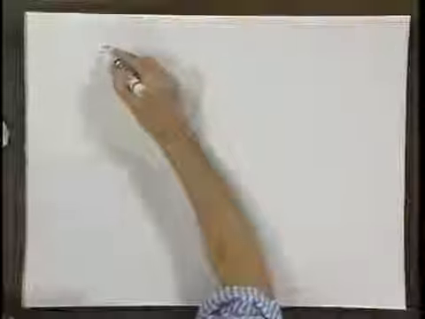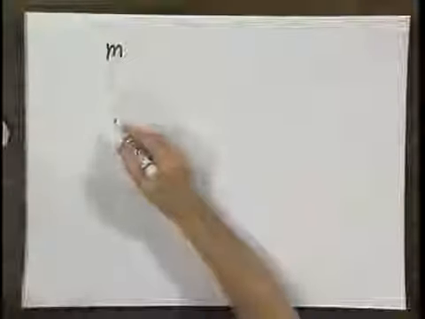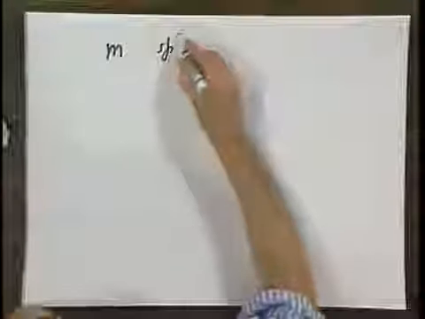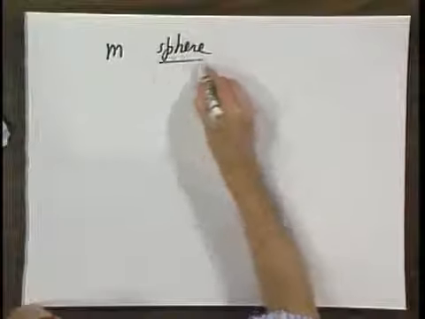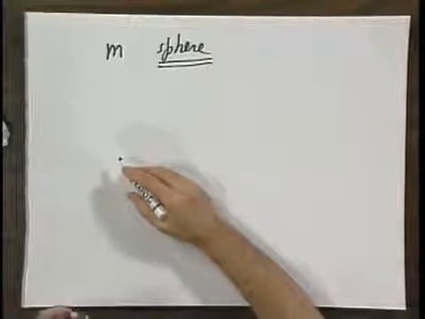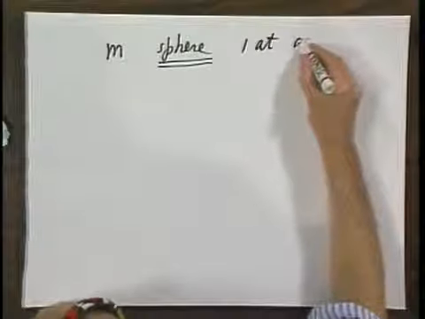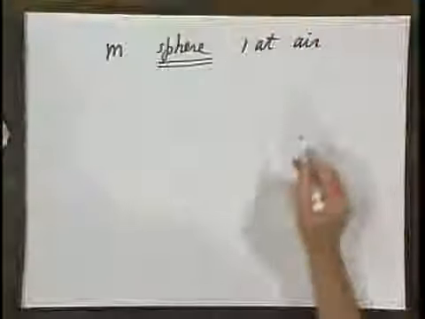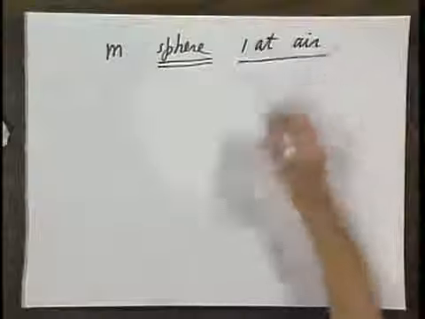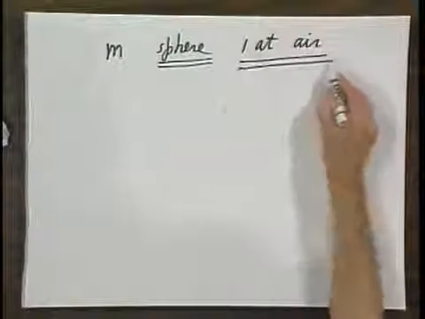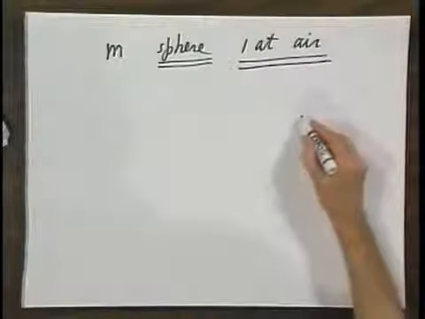I now want to discuss what happens when I drop an object in air and it starts to fall and it experiences a resistive force. Let us assume that the mass of the object is m. For simplicity, we will assume it is a sphere, and let us use 1 atmosphere of air. When we plug in the numbers, we have all the ingredients available for 1 atmosphere of air.